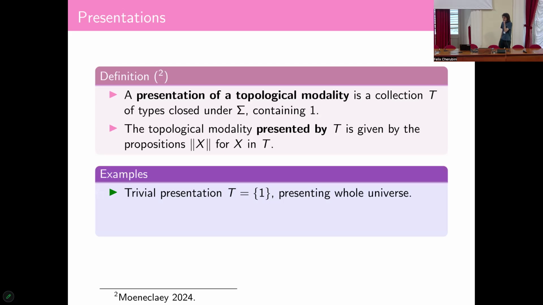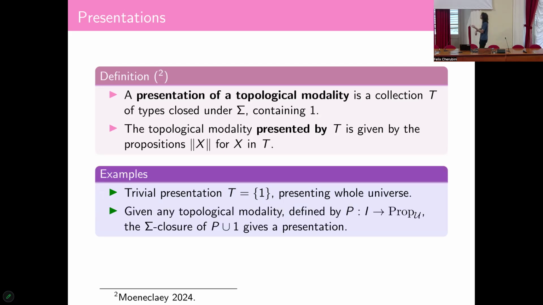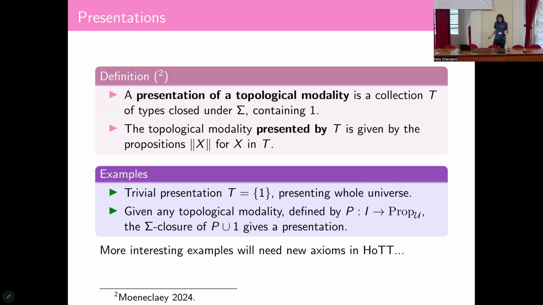Okay, there are some very simple examples. Obviously, as a trivial example, just take T equals 1. And actually, given any topological modality, there's an obvious presentation, and because it's propositions already, proposition truncation does very little. More interesting examples need new axioms, because we're doing synthetic maths, we want to come up with topologies, and if you're working in set, there are no good topologies, right?